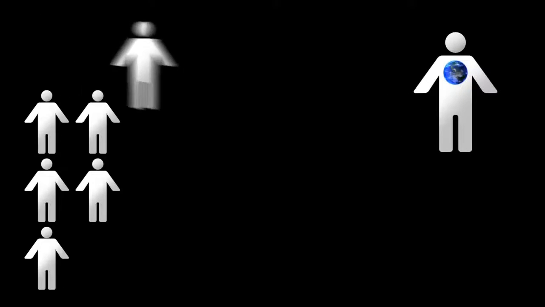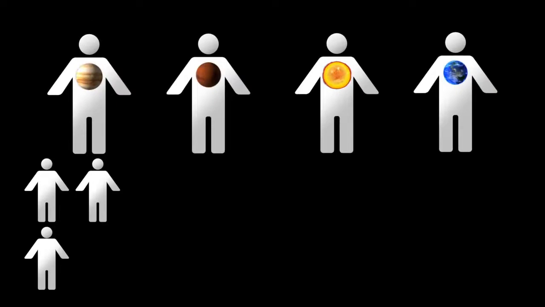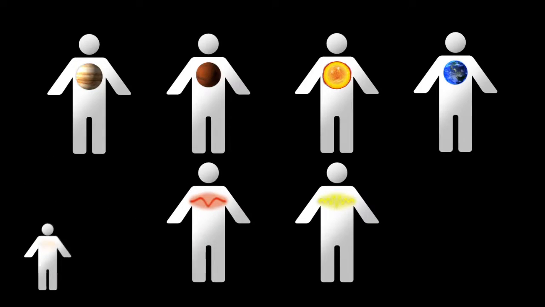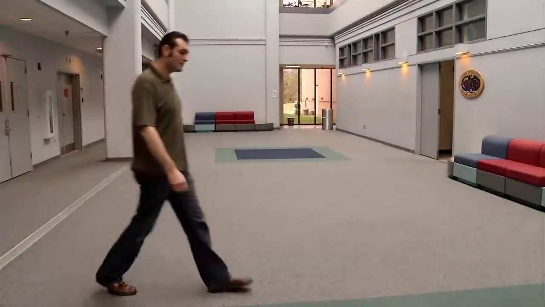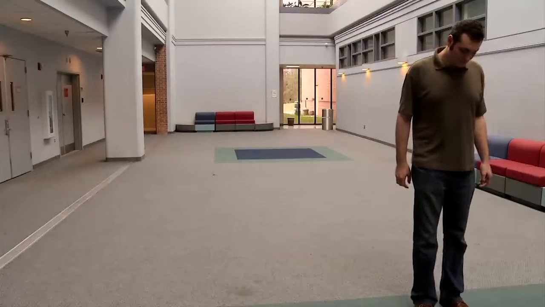This activity uses 7 people, 1 to represent Earth, which is receiving all the information, 3 to represent other objects in the solar system, and 3 to represent rays of light coming from those objects. To set up this activity, all of the objects stand in a straight line, starting with Earth.